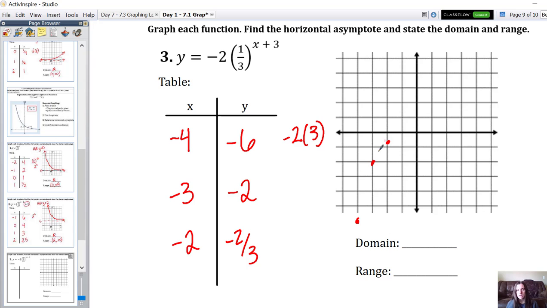Not adding or subtracting anything at the end, so we have a horizontal asymptote at y equal to 0. And here's our graph. Our domain, still all real numbers. This time we have an arrow pointing downward, so our range is starting at -infinity, and the highest that it gets is close to 0.